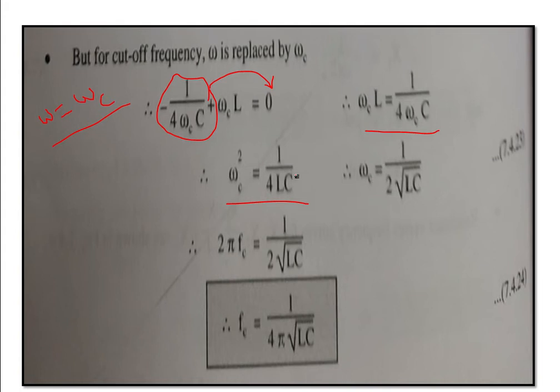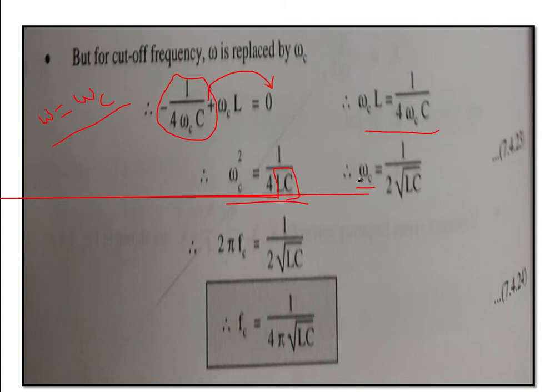Therefore take the square root on both sides. After taking the square root on both sides, omega c is equal to 1 upon 2 root of LC, meaning the square root of 4 is 2 and here is the root of LC. So this equation becomes omega c which is equal to 1 upon 2 root of LC.